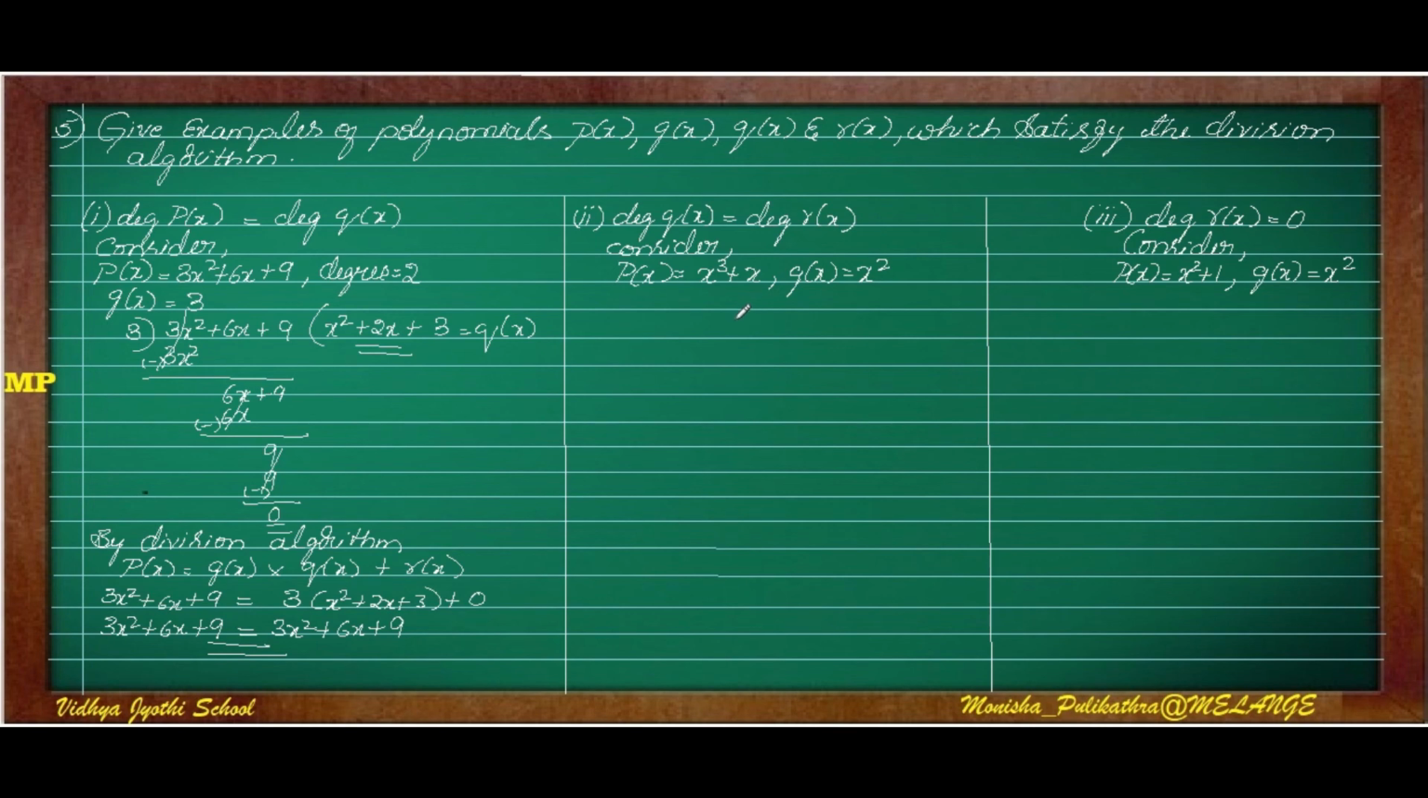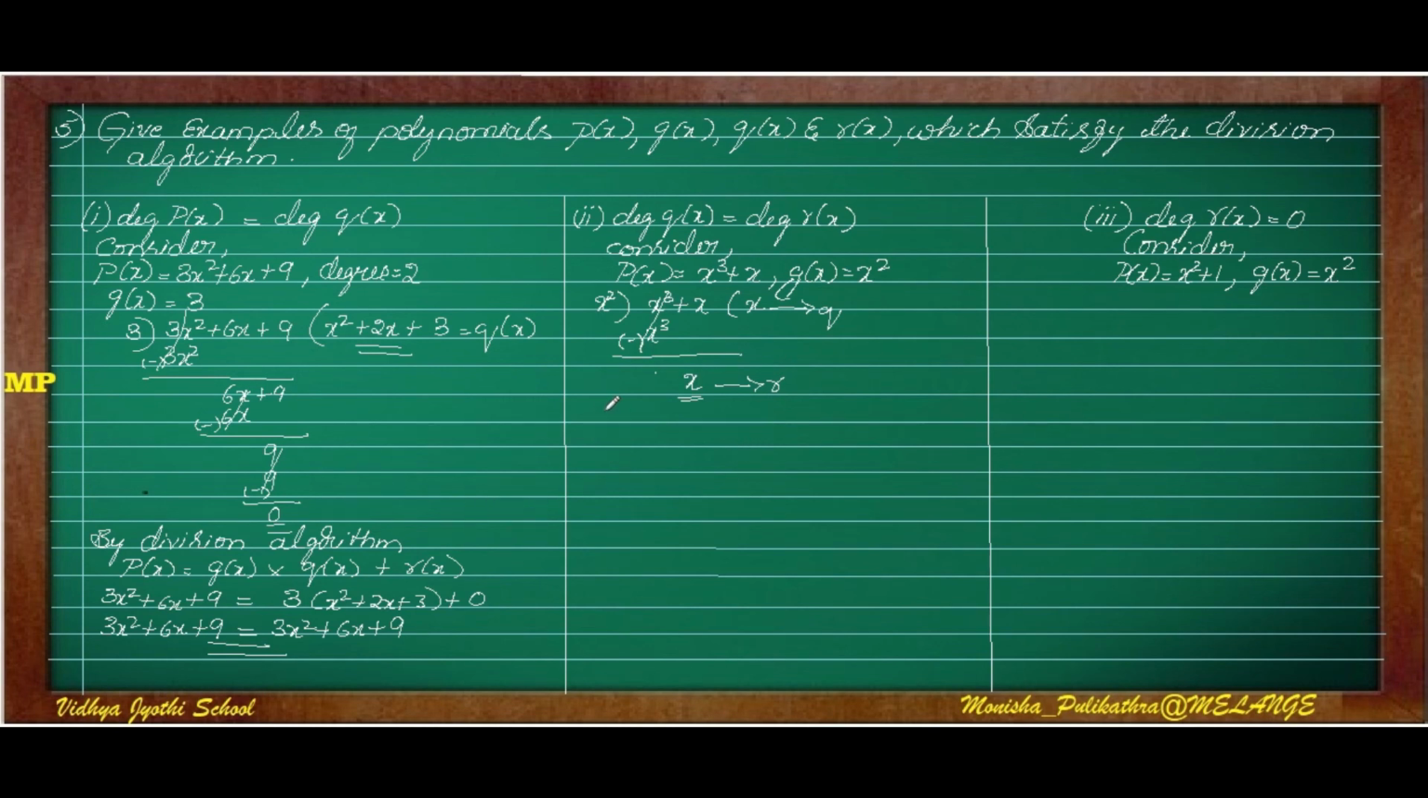Okay. So moving on to the second question. Here the degree of q of x, that is the degree of the quotient, should be equal to the degree of the remainder. Here I have taken p of x as x cube plus x and the divisor g of x as x square. The next step is to divide it. X square into x gives x cube, so that cancels, and x remains. So here x becomes the remainder and x becomes the quotient. So the degree of the quotient should be equal to the degree of r of x.